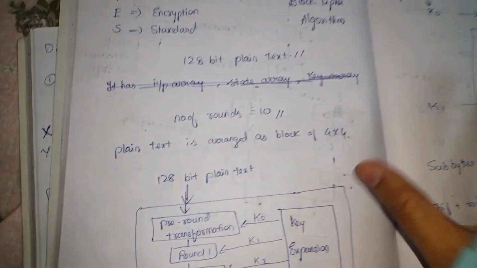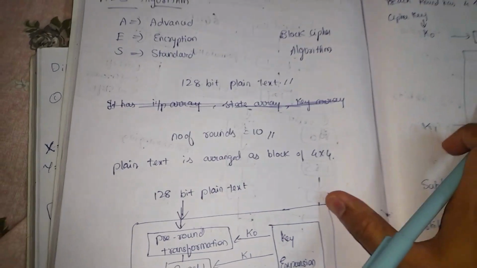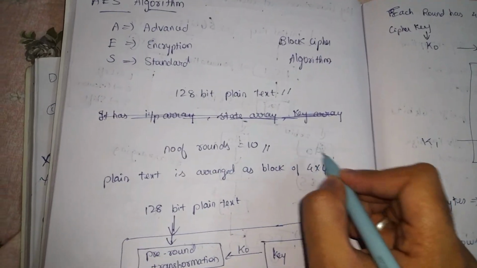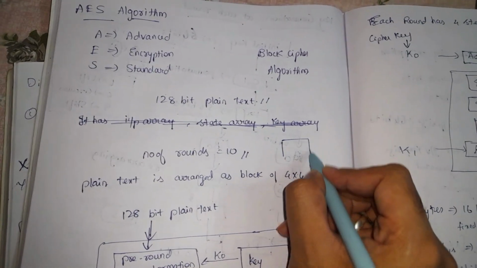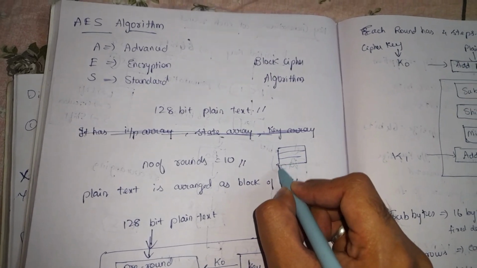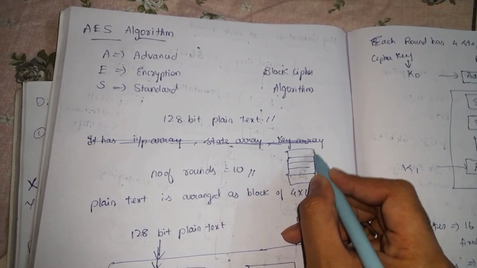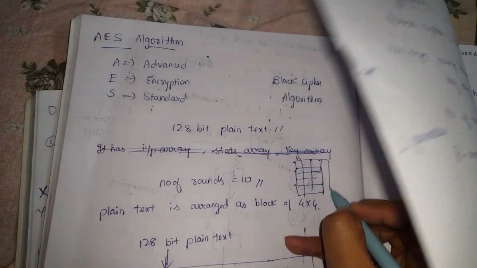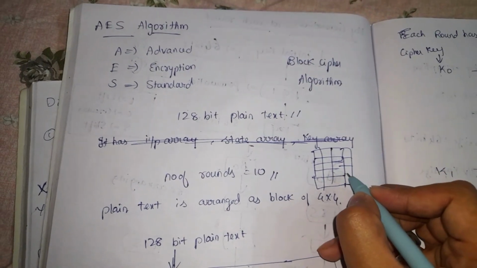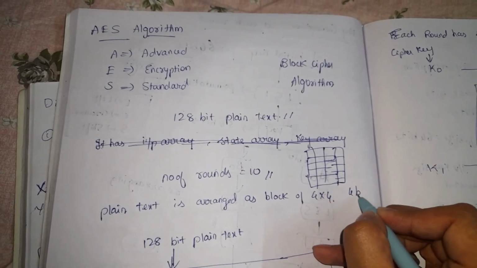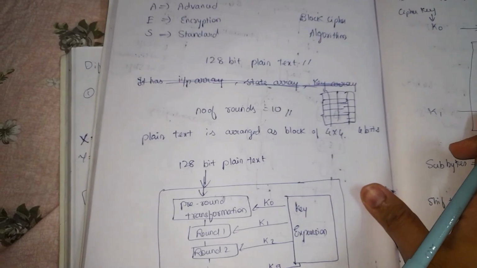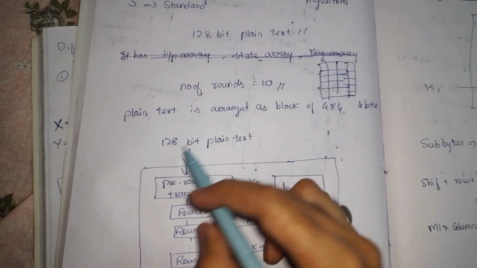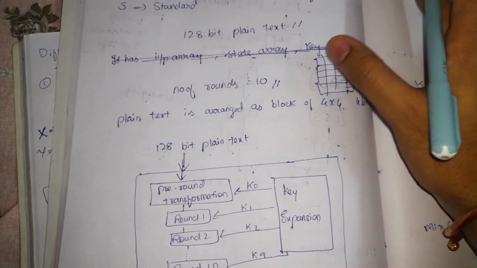Now how the plain text is arranged: it is arranged as a block of 4 by 4, which means something like that, as a matrix basically. 4 rows and 4 columns. Each cell is of 8 bits. It is arranged in that way. Total is 128 bits of plain text. It is reduced into a matrix.